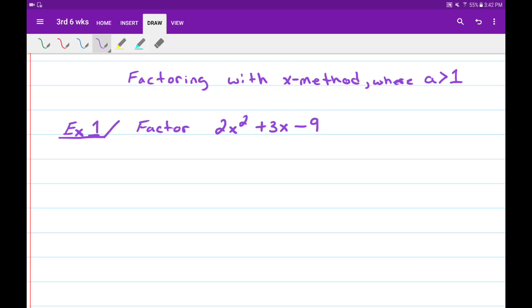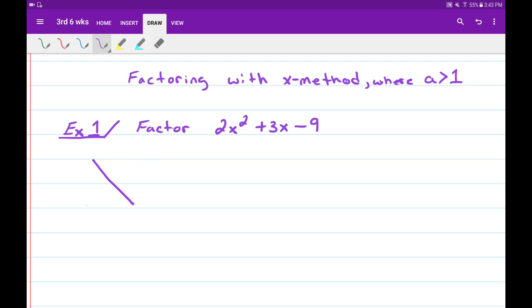A factoring with X method where your A value is greater than 1. All right, so here's our first example. So we still follow the same steps. Step 1, make sure it's in standard form, which it is. Step 2, check if there's a GCF, and there is not one for this problem. All right, so step 3 would be actually doing the X method.